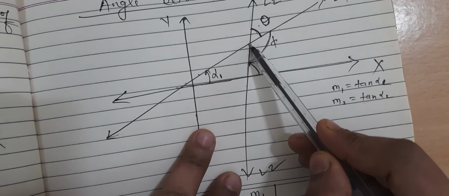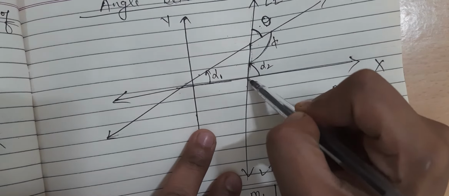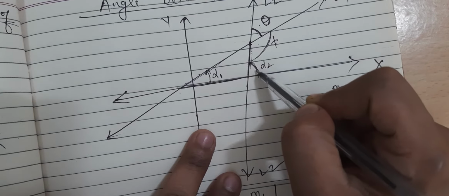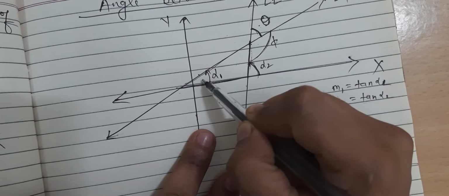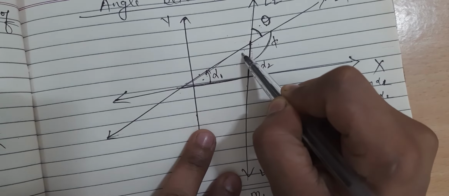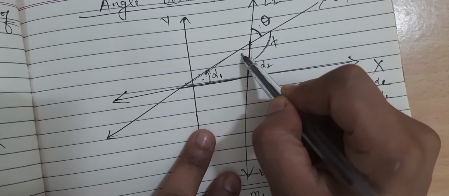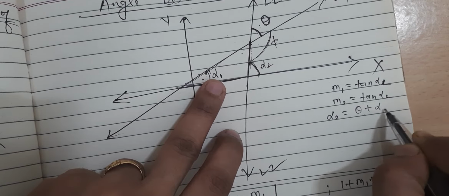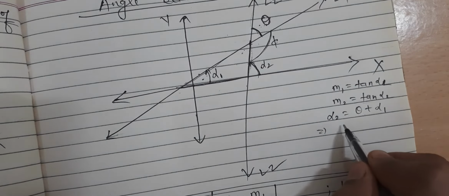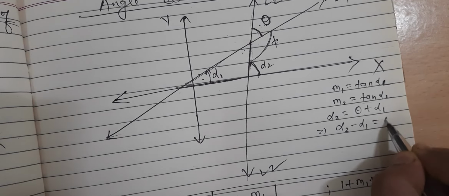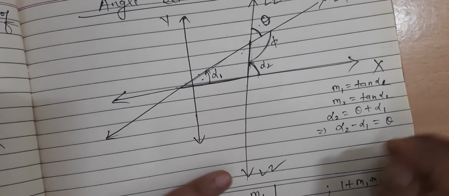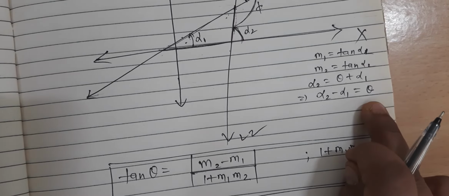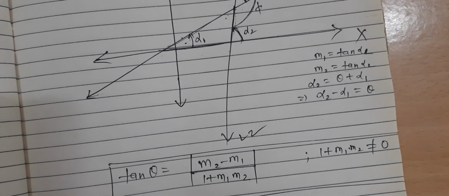So when you see in this triangle, this alpha 2 is the exterior angle, which is equal to the sum of the interior opposite angles. If this one is theta, this one is also theta. So we can write alpha 2 is equal to theta plus alpha 1, or we can also write alpha 2 minus alpha 1 is equal to theta. Okay, alpha 2 minus alpha 1 is equal to theta. So this we are going to use to derive this formula.